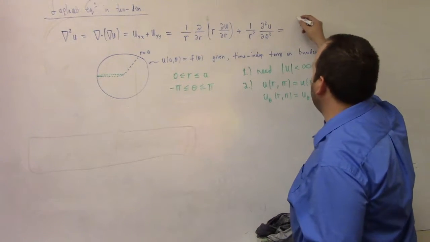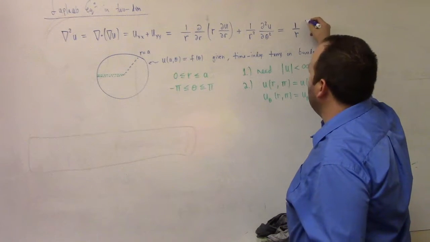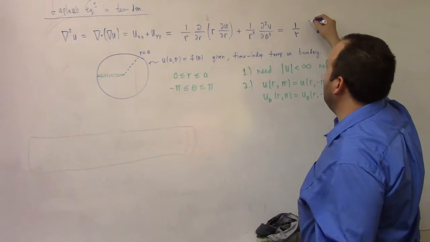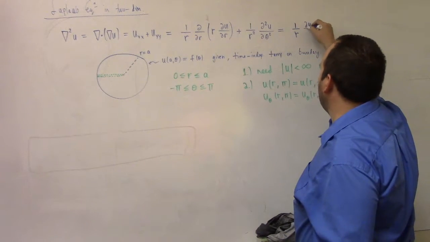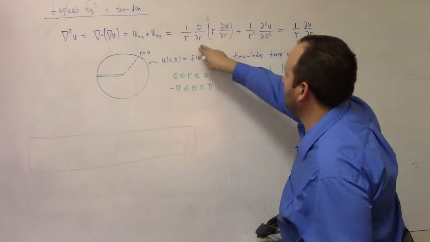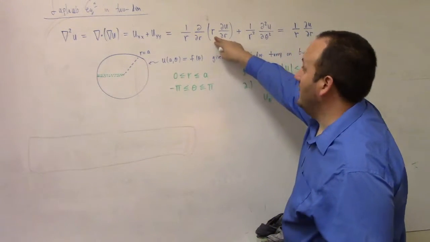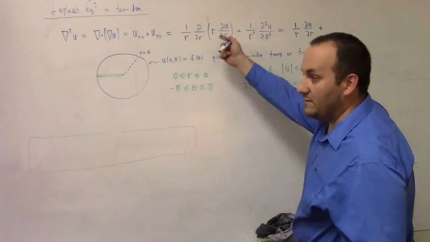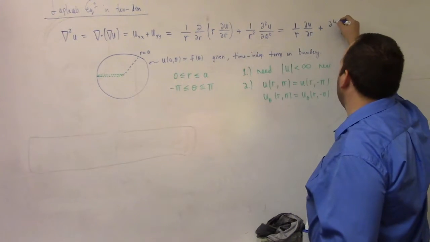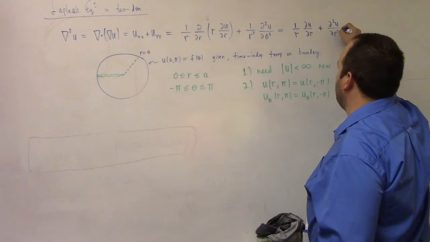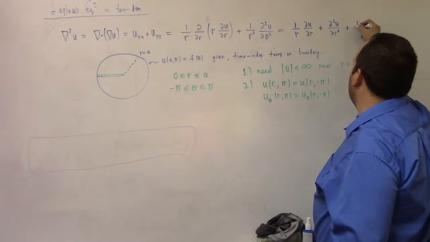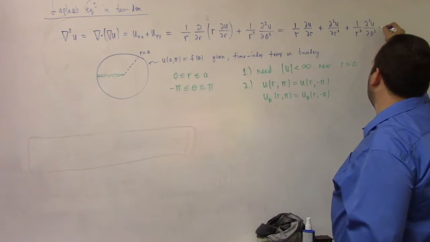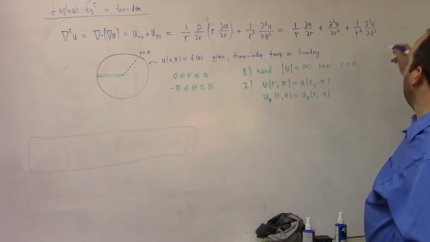This is 1 over r, and then differentiating that gives me what? Product rule, right? So it gives me 1 over r, partial u, partial r. See, because this differentiates to 1, and then plus 1, because r over r is 1, second derivative of u with respect to r squared, plus 1 over r squared, partial squared u, partial theta squared. That's equal to 0.